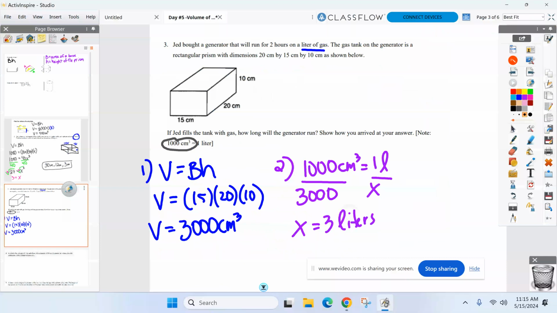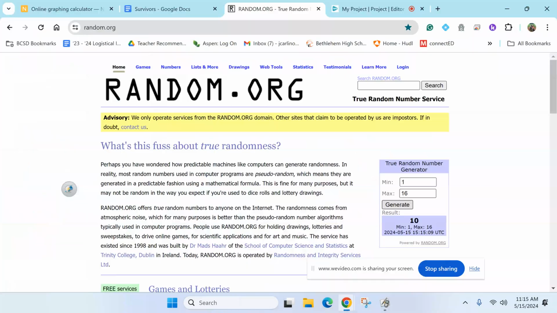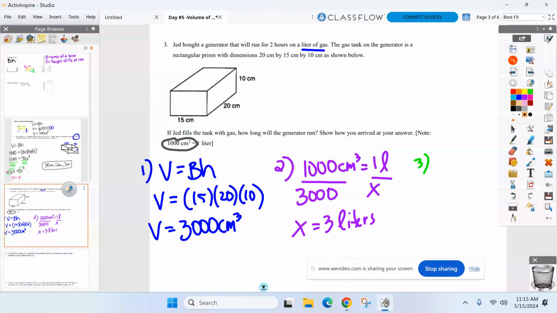All right, now, how many hours? We'll run 2 hours for every liter of gas we have. Make another proportion if you have to. All right, let's finish this. How long is this going to run for? In hours, Aiden? 6. There you go. 2 times 3.